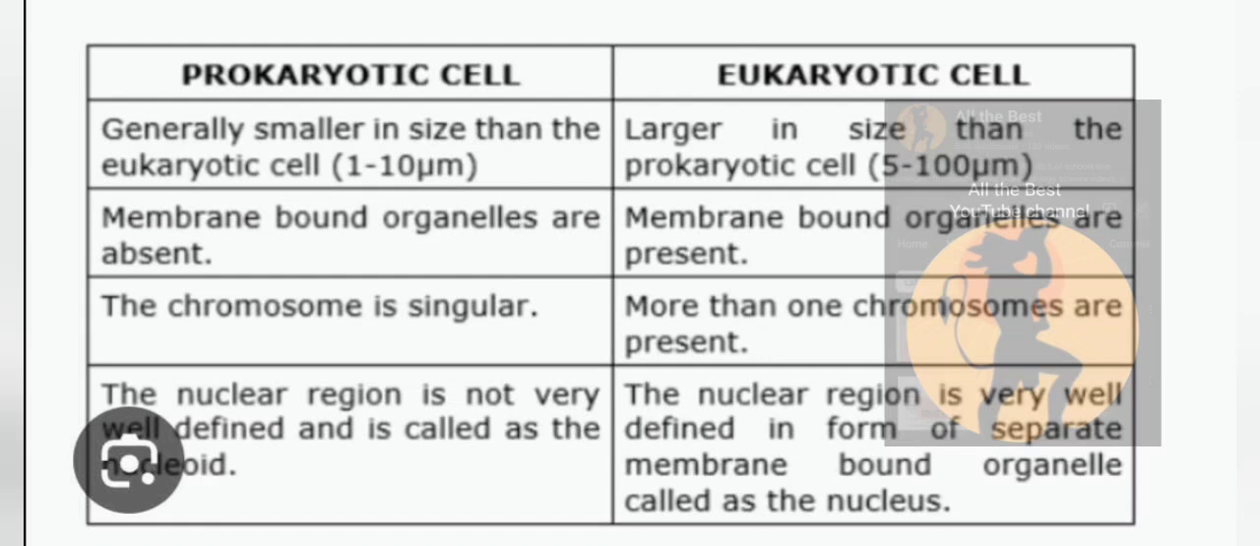So these are membrane bound organelles. So some of the organelles present inside the cell have an extra coating membrane. So that is the difference. So prokaryotic cell means primitive cell. The chromosome is singular. In eukaryotic cell, there is more than one chromosome present. See, eu means new. So animal cell, plant cell, these come under the eukaryotic cells. The nuclear region is not very well defined and is called the nucleoid in prokaryotic cell, whereas in eukaryotic cell the nuclear region is very well defined in the form of a separate membrane bound organelle called the nucleus.